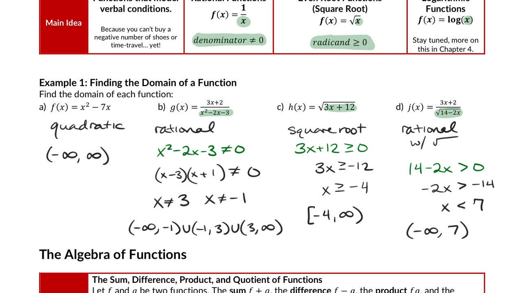So you're not worried about anything on top? Nope. Numerators won't make any sort of weird things happen, unless the numerator is a square root or a logarithm, then we deal with it. But if the numerator is any sort of polynomial, polynomials' domain is all real numbers.